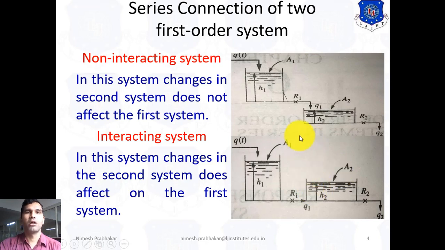Simple definition: a non-interacting system is one in which the second system does not affect the first system, and an interacting system is one in which the second system does affect the first system. Okay. Now we derive the transfer function of the non-interacting system.